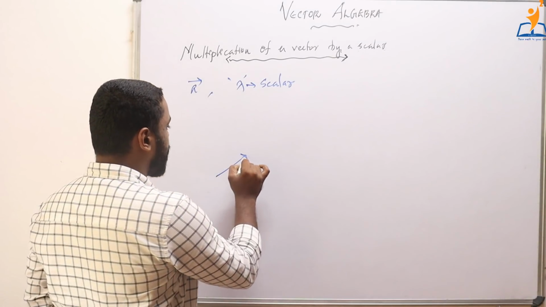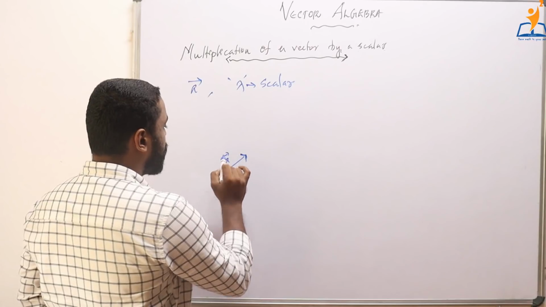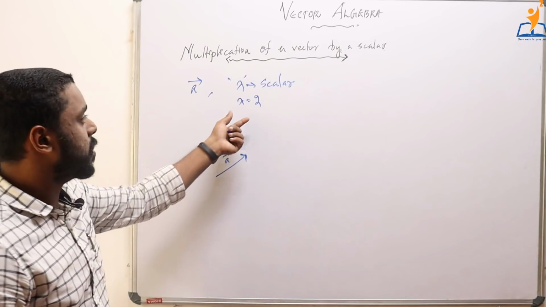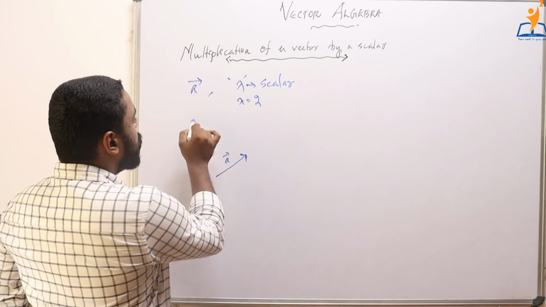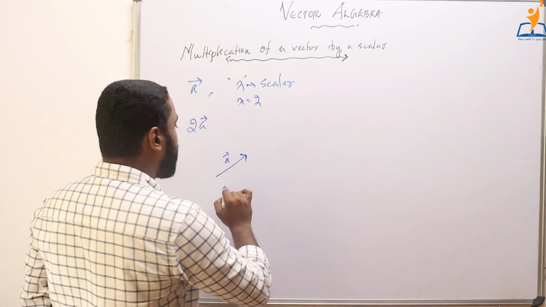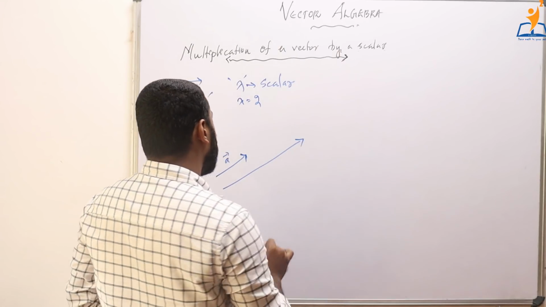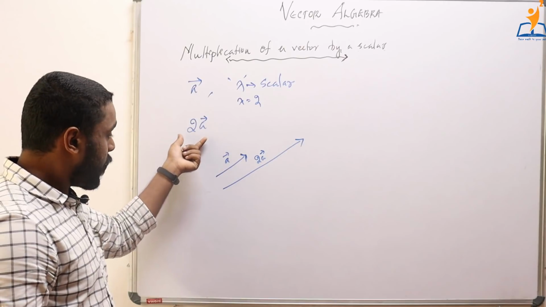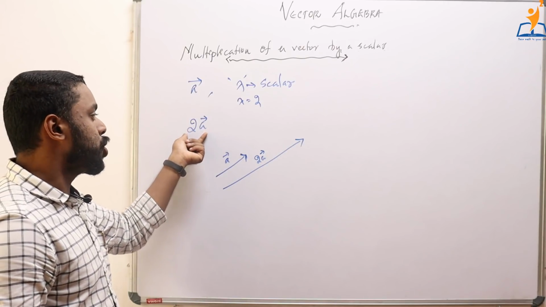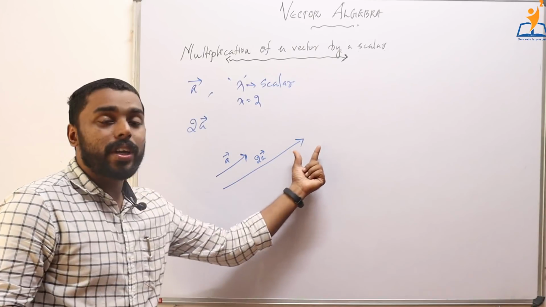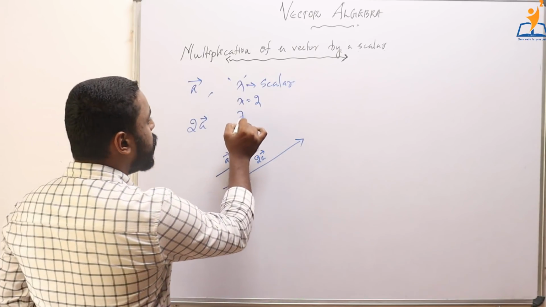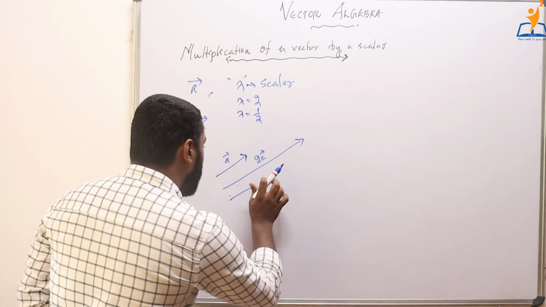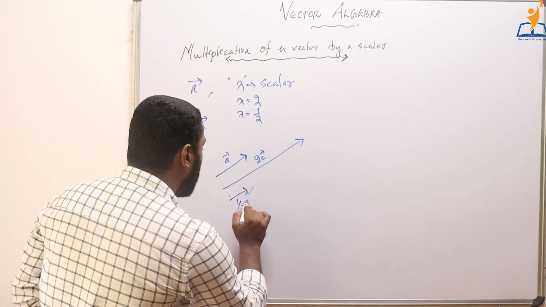Suppose that the length of the vector is this. Let A be this vector, and suppose lambda is equal to 2. That is, we have taken the scalar as 2. Then 2 times vector A means a vector which has the same direction and a magnitude double that of A. That is, whenever we multiply the vector A by 2, the magnitude becomes 2 times the original vector. Suppose that we chose lambda equal to 1 by 2. Then we get a vector whose magnitude is just half of the vector A.